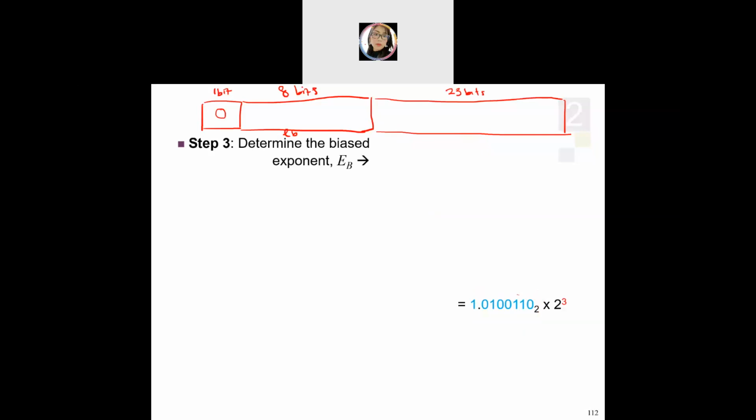Now we want to find the EB. EB equals E prime plus B. Your E prime is 3, plus single precision bias, how many? 127. So your EB will be 130. Please convert 130 to binary.